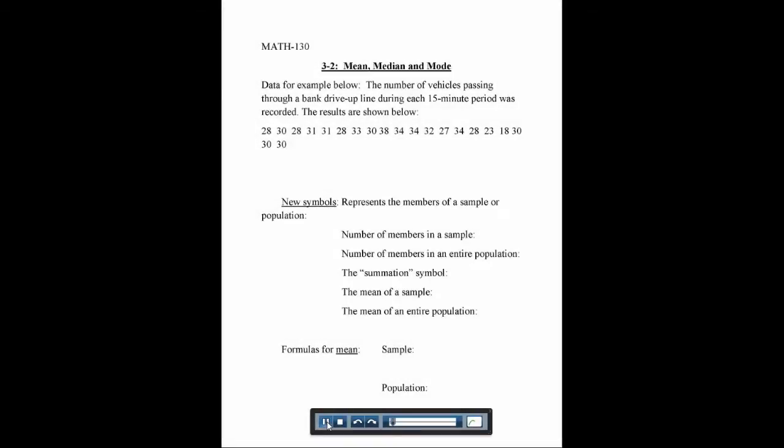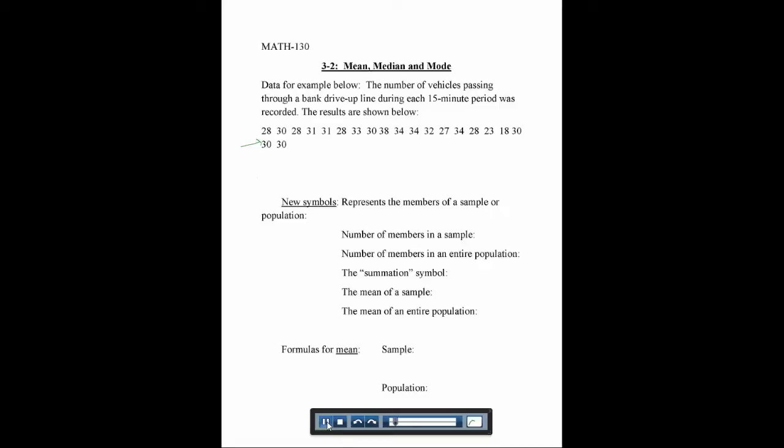So in section 3.2, we're going to talk about different ways to find the center of a data set. We're going to talk about the mean, the median, and the mode. On the next page, we're going to use this data about the number of vehicles passing through a bank drive-up line during a 15-minute period.